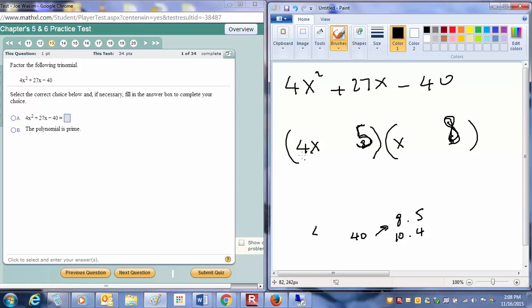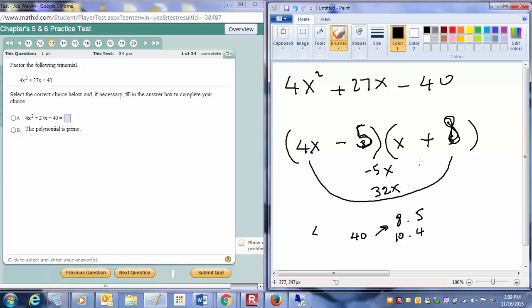I'll tell you why. 4 times 8 is 40. No, it's 4 times 8 is 32. And 32 minus 5 will be 27. So here we're going to have a plus 8 here and minus 5 here. And again, this is going to be 4 times 8, which is 32x. And this is a negative 5x. And what is 32 minus 5? It is 27x.